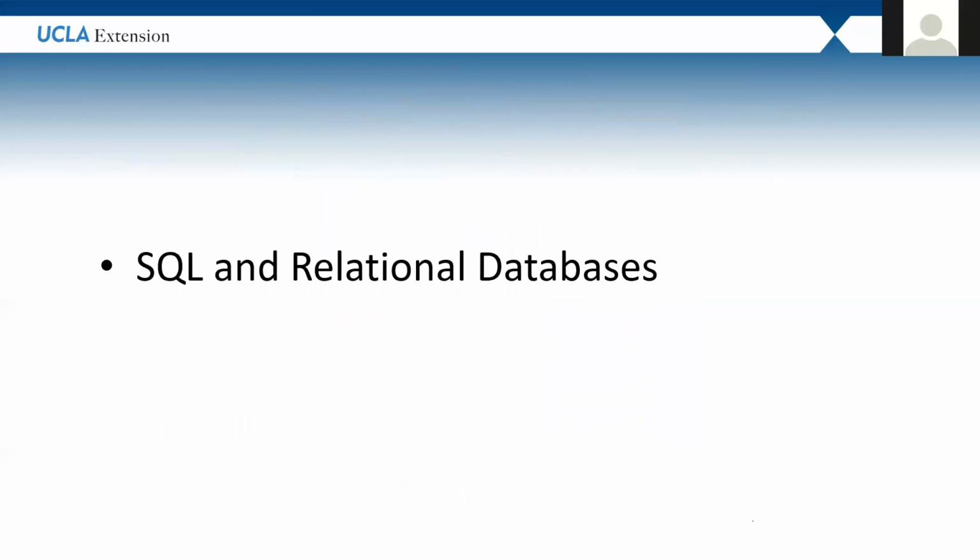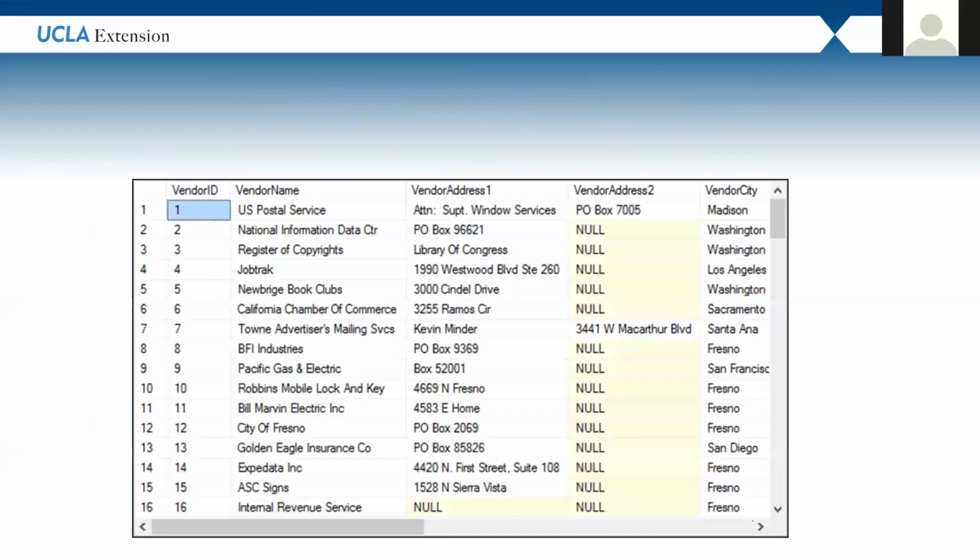Okay, so SQL and relational databases. Here is how fundamentally data is stored with SQL. You have a table. A table is the structure of information. For instance, this is a vendor table, someone who sells something. And every table must have a primary key or unique ID that separates the rows from one another.